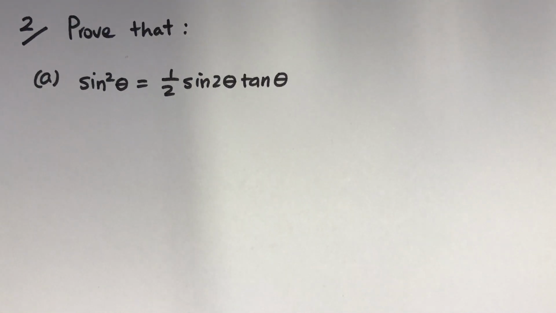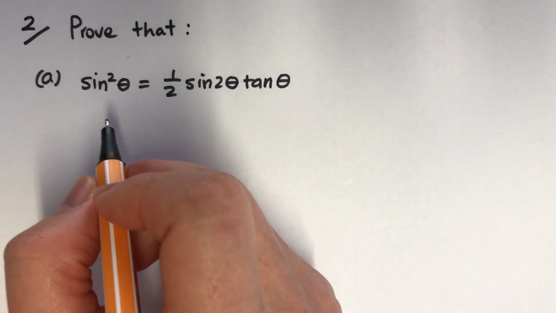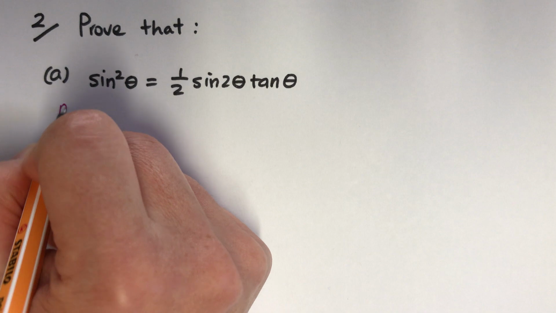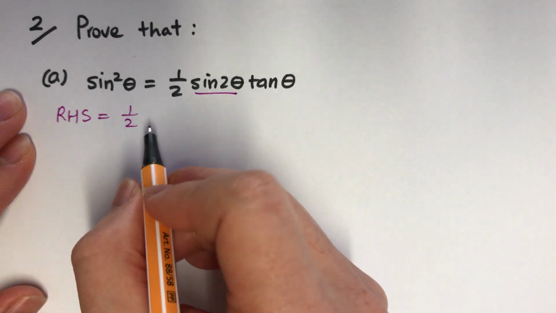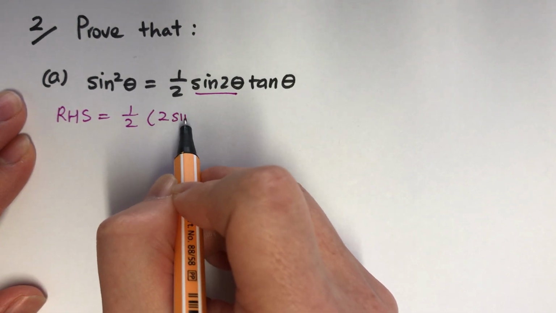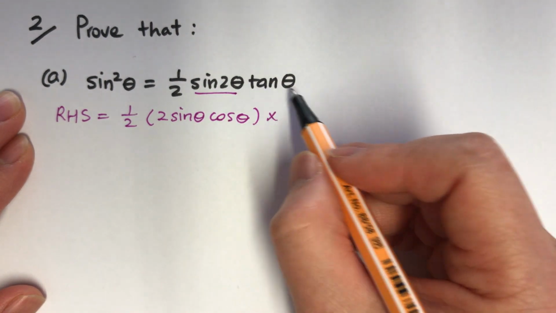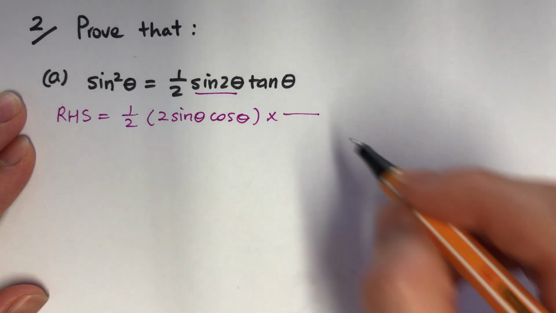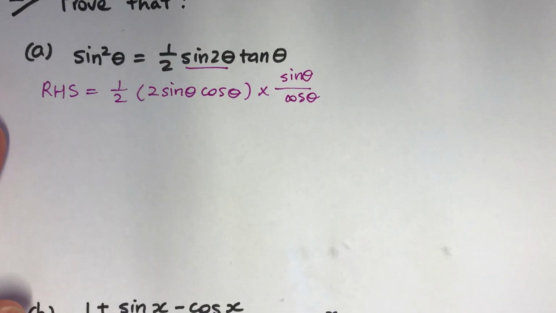Next one, prove that sine square theta equals half sine 2 theta and tan theta. So I can't really do much about the left hand side, so I'm going to go with the right hand side equals half. Now sine 2 theta is what? It's 2 sine theta cos theta, and I'm just going to change that tan theta because on my left hand side I don't see any tan there, so tan theta is sine theta over cos theta.